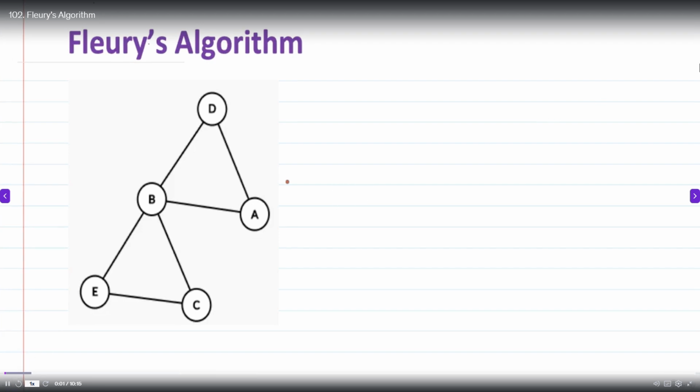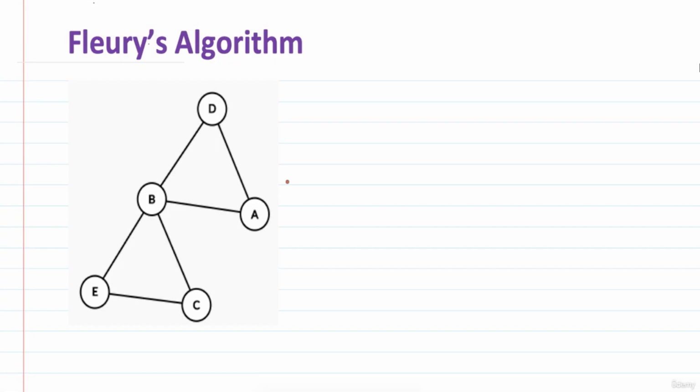Hello everyone. So in the previous lecture we talked about Euler circuits and Euler trails, and we saw the conditions that are required for a particular graph to be Eulerian. But we did not talk about how we can find an Euler trail or an Euler circuit.